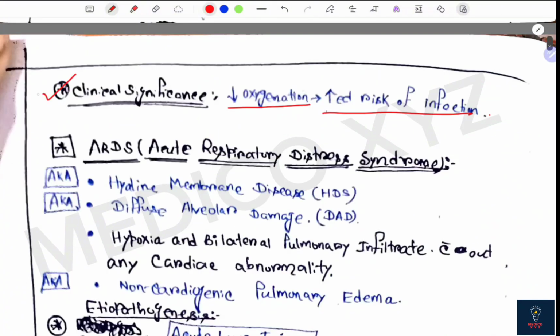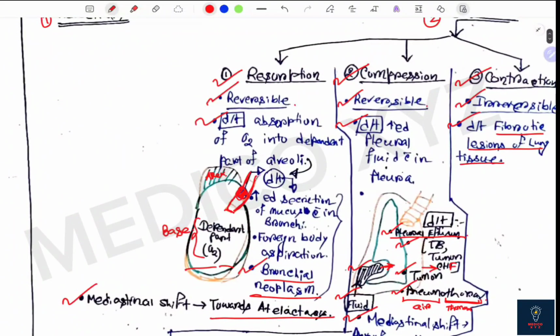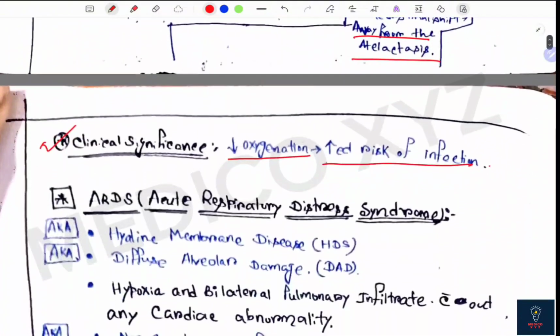Now, coming to the clinical significance of atelectasis, it can lead to decreased oxygenation. Here we can see resorption atelectasis: there is oxygen accumulation within the dependent part, while the apex part is free of oxygen. Hence it can lead to decreased oxygenation, and decreased oxygenation means hypoxia. A hypoxic state leads to an increased risk of infection.